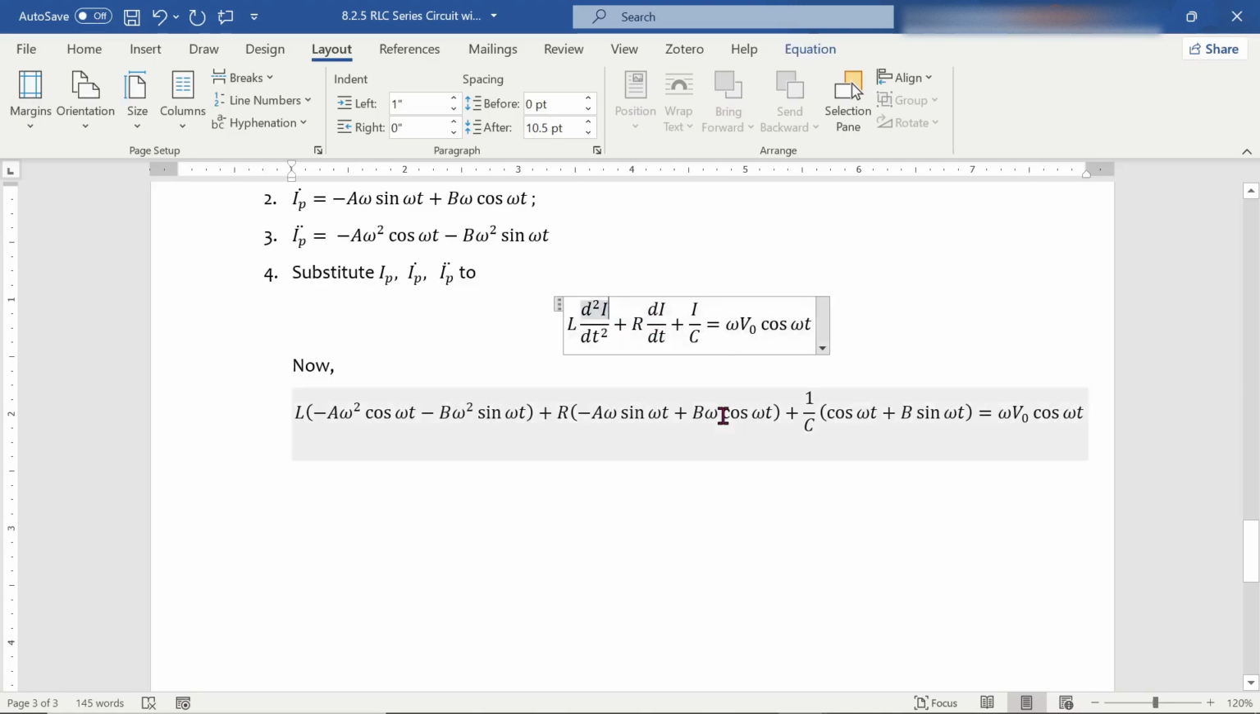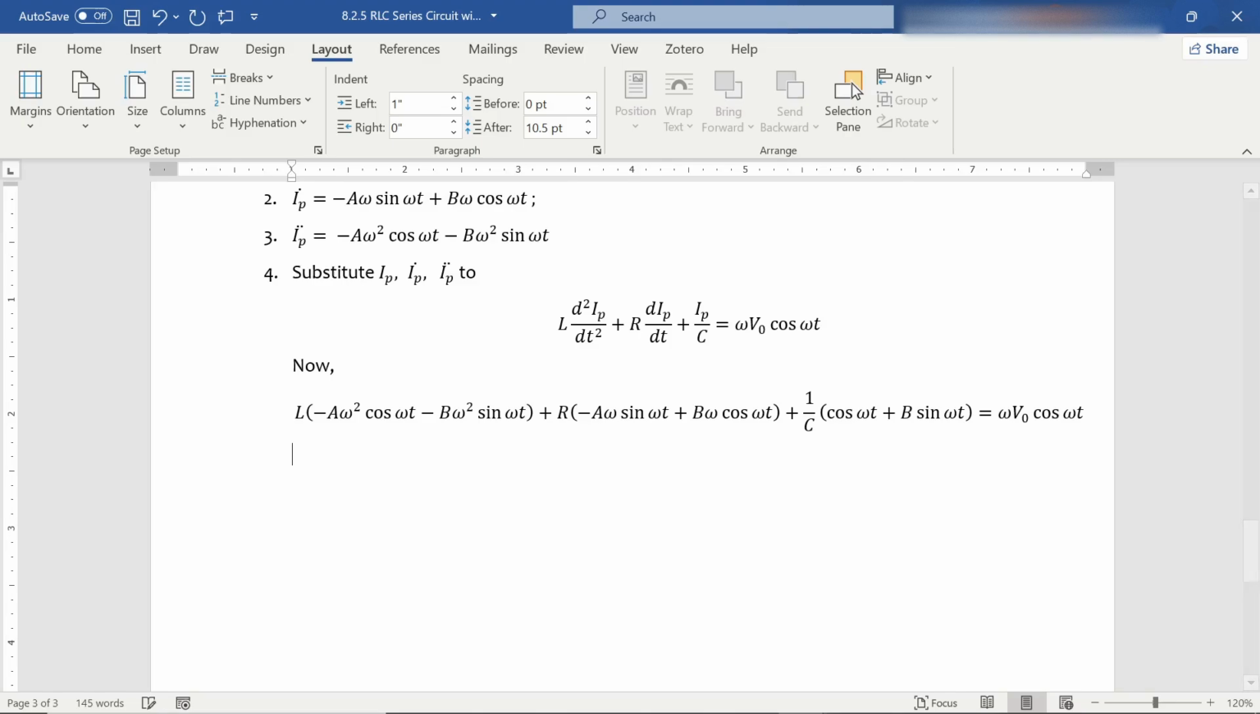This is IP. I think that is quite understandable in this case, just like what we did with the homogeneous solution where we substituted I's with IH. But in this case, since we are calculating the particular solution, that's IP. Now we can notice that we can actually group this into two: those that contain cosine and those that contain sine.